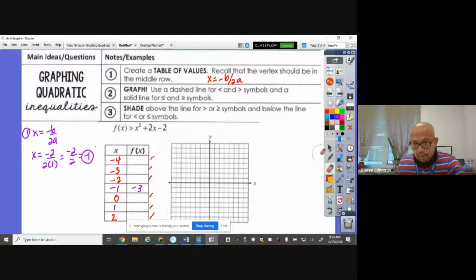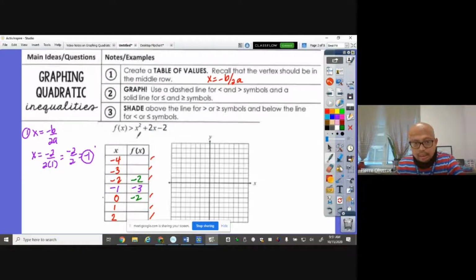All right, so I'm going to plug in the 0 first for x. That will give me 0 squared plus 2 times 0 minus 2. 0 squared is 0, 2 times 0 is 0, minus 2. That will give me negative 2. So I'm going to put a negative 2 here, and this will also be negative 2. They will be the same there.